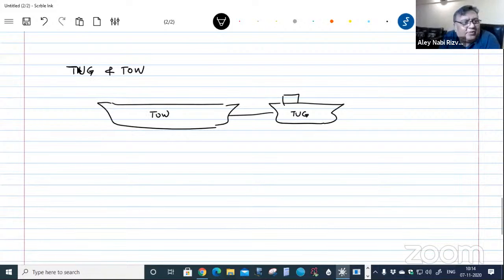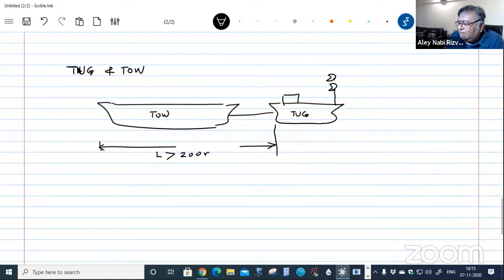So let me describe a few lights here, then I will show you the colors of the lights so that you are able to identify. It says that instead of lights given for the power driven vessel, it will show two masthead lights in a vertical line. Basically, you remove the one masthead light and then you put two masthead lights in a vertical line. When the length of the tow, measuring from the stern of the tug, exceeds 200 meter, then instead of two, you will have three masthead lights.